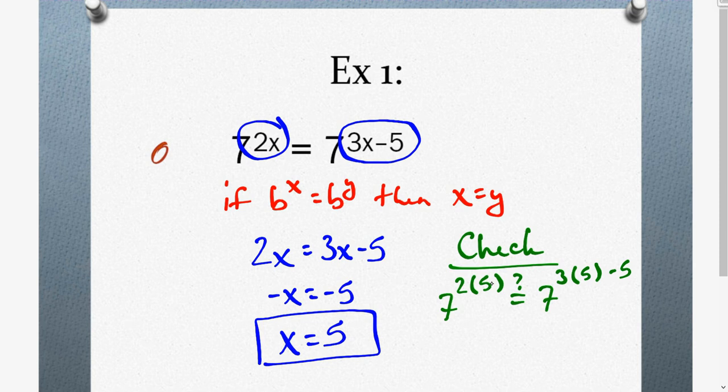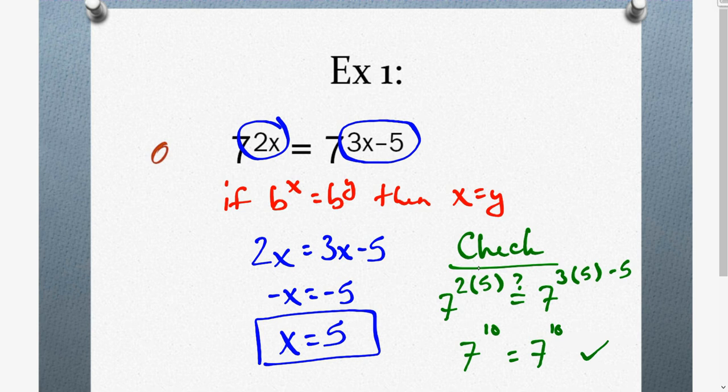Well, I know that 2 times 5 is 10, so I got 7 to the 10th. That's probably a pretty big number, so I'm just going to leave it as 7 to the 10th. And then over here, 3 times 5 is 15, and 15 minus 5 is also 10. So is 7 to the 10th equal to 7 to the 10th? Well, yeah, it's itself, so it has to be equal.